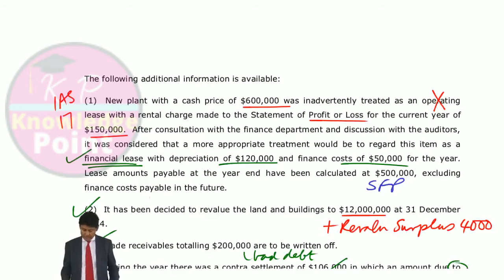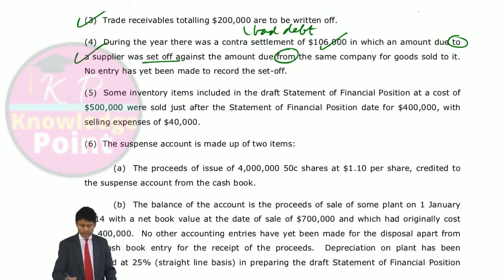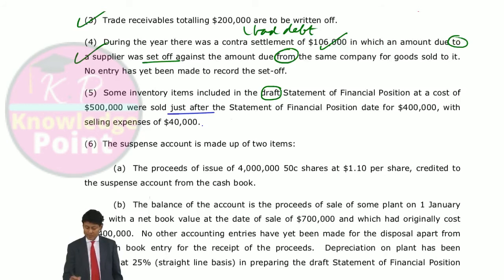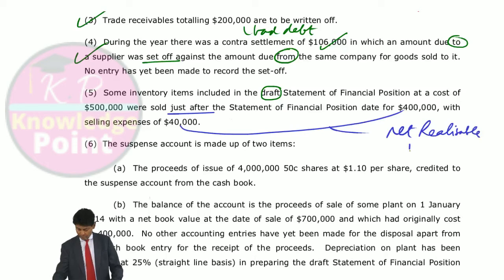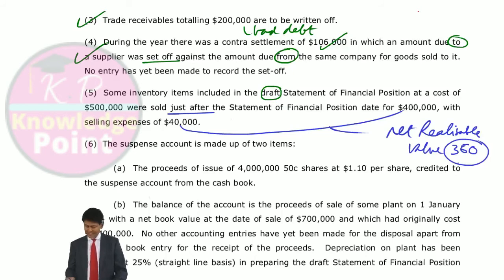It says there, some inventory items included in the draft statement of financial position at a cost of 500. Draft gives you the impression that there's some mistake there. Inexperienced bookkeeper, maybe. The inventory stands at 500,000, was sold just after the year end for 400,000 with selling expenses of 40. So the net selling, or the net realizable value, I suppose, is just 360, but the cost is said to be 500.